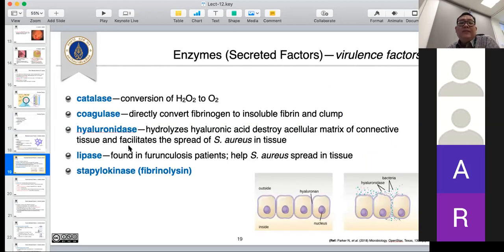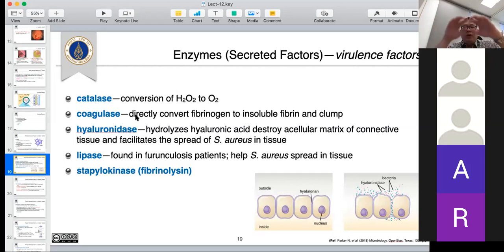There are lots of enzymes. Catalase digests hydrogen peroxide. Coagulase matters when you get a wound, like a knife cut on your skin. Staph aureus are normal flora on skin, and they have the potential to go deep inside your skin.